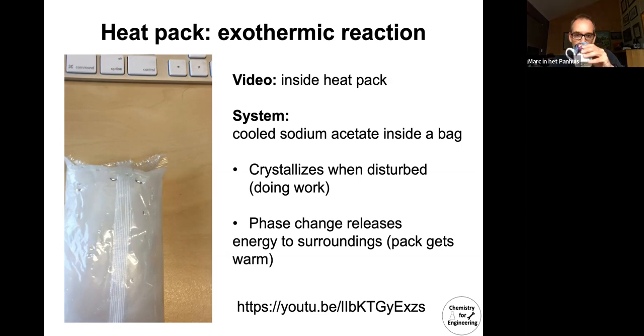Whereas in the case of my coffee, I'm taking up heat from the surroundings.